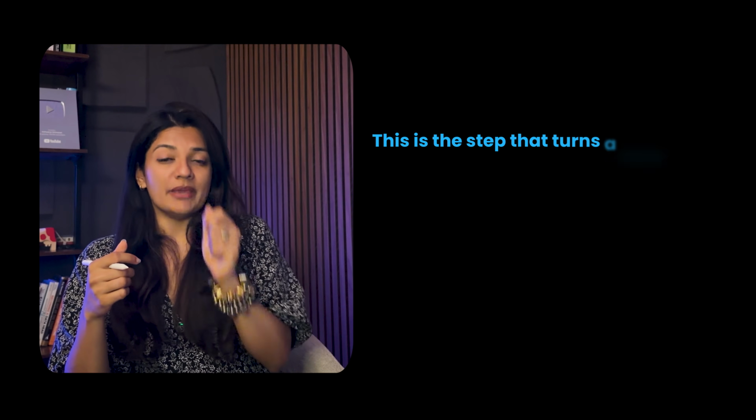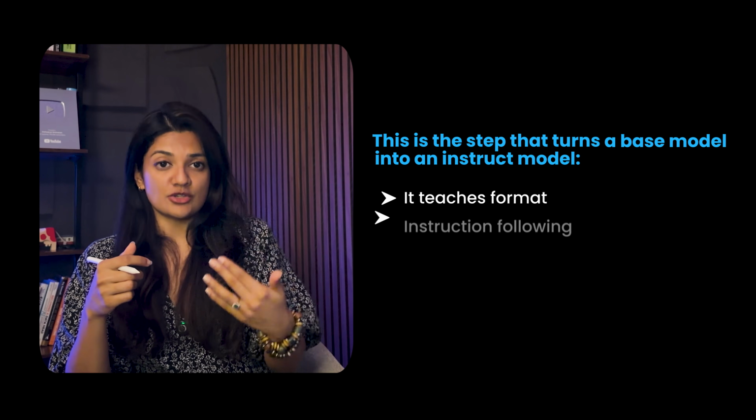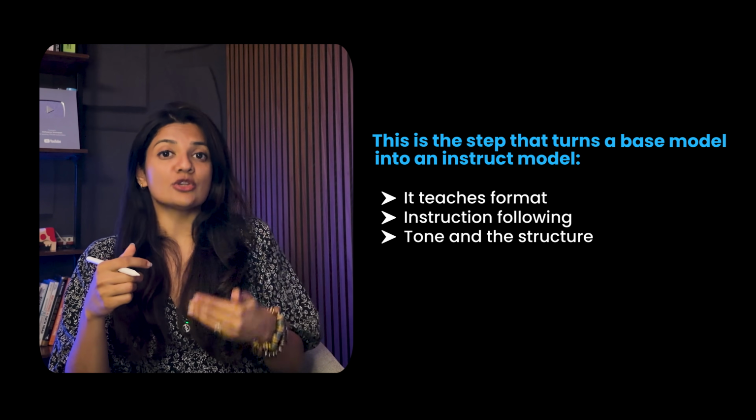The first one is SFT, or supervised fine tuning. If you've done any classical ML, this is the most familiar part that you're going to see. You show the model inputs and correct outputs, except instead of features and labels, it is instruction and response pairs. So things like summarize this contract paired with a genuinely good summary, thousands of times over and over again. Now, this is the step that turns a base model into an instruct model. It teaches format, instruction following, tone, and the structure for your task.